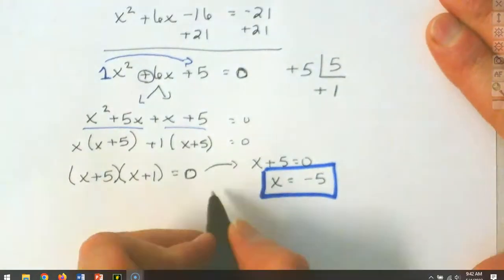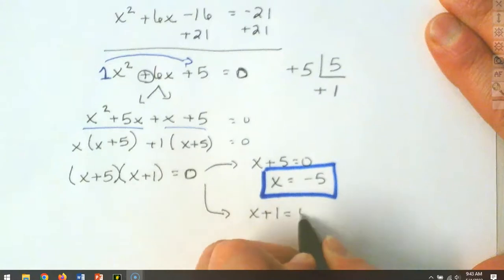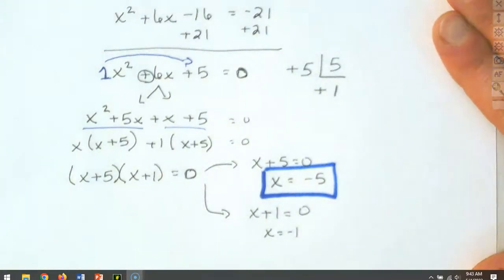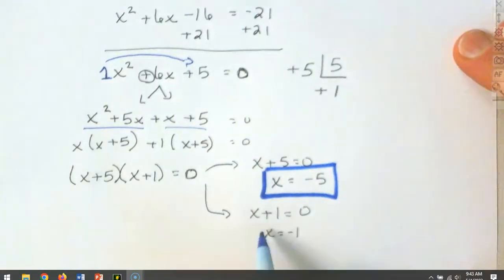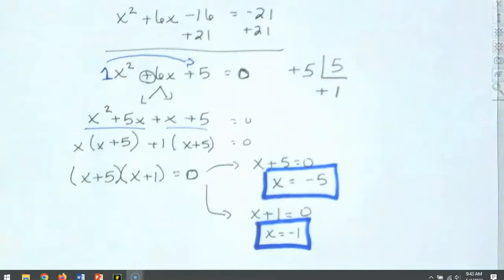Yep, negative 1. And where did that come from? That came from x plus 1 equals 0. So move that 1 over. So x equals negative 1. So that's what we did. We FOILed it, set it to 0, refactored it.